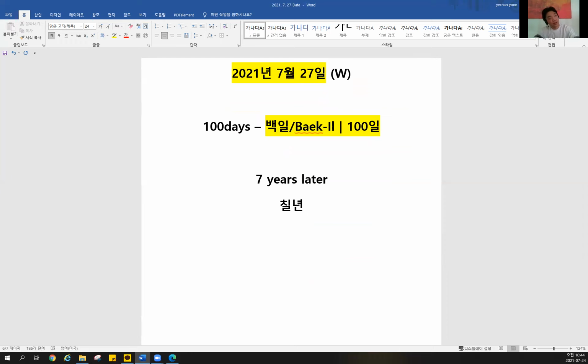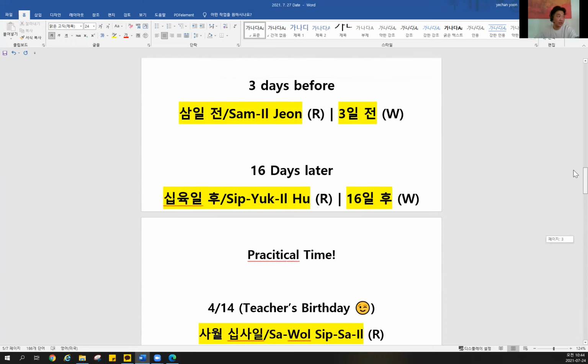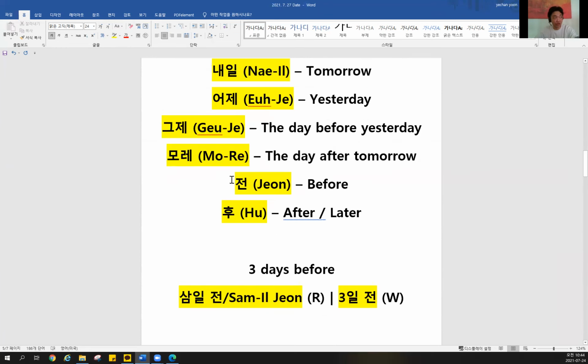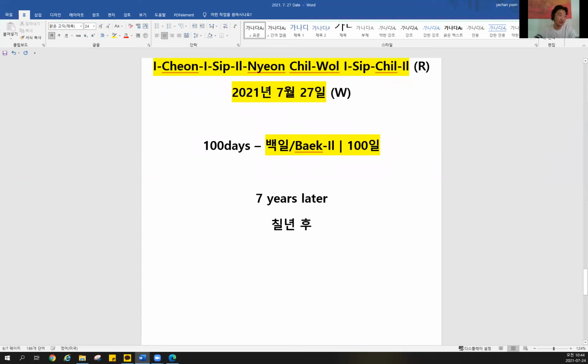년. Later is what? What was the later? 후. There we go. So it's gonna be what? 7년 후. Okay. This is how to read it. How can you write it? 7년 후. Super easy. Okay.